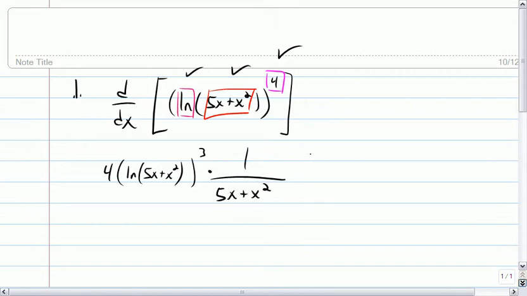Okay, then go to the most inner, that derivative. Right, so multiply by 5 plus 2x. And there you go. That is your answer to number 1. I don't need you to simplify it right now.